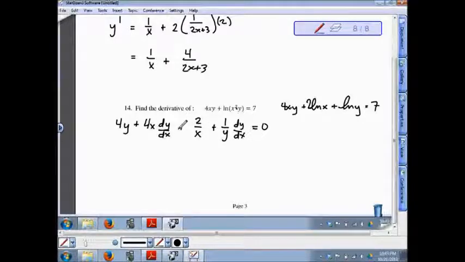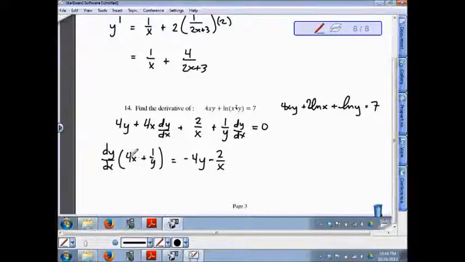So now we need to keep the terms on the left side that have dy dx, move the terms that do not have dy dx to the right side. And we're going to factor out dy dx at the same time. So this term and this term would stay on the left side. So this is 4x plus 1 over y. Then you have to minus a 4y on the other side, and minus the 2 over x. Now, 4x plus 1 over y, we're going to have to combine that into one single term rather than the sum of 2 terms.